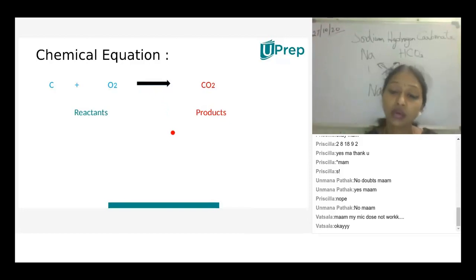And the products may be 1, 2, or many more, more than 2, or more than 3. It is not fixed that only one product should be formed or 2 products should be formed. It depends upon the reactants we have taken. Sometimes all products are desired and sometimes only one product is required. The other product is kept aside for the remaining experiments. And this arrow mark shows the direction of the reaction.